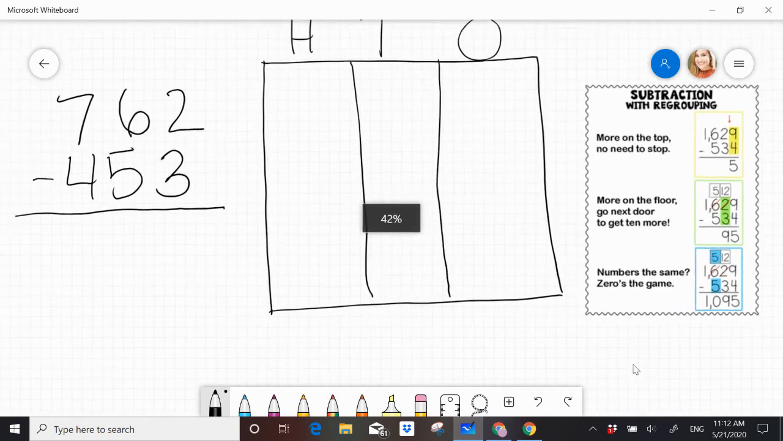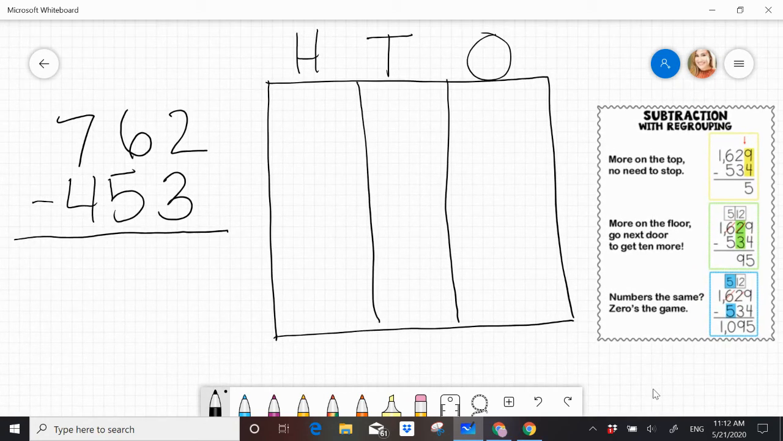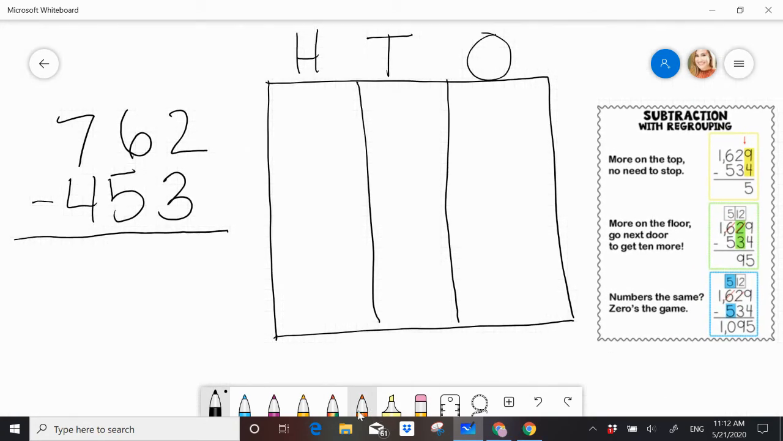We're solving the problem. Let's do our little chant to start us out, because why not? So we're looking over here for the moment. More on the top, no need to stop. More on the floor, go next door and get 10 more. Numbers the same, zero's the game. 5 minus 5 equals 0. 5 take away 5 equals 0. So let's solve this problem.